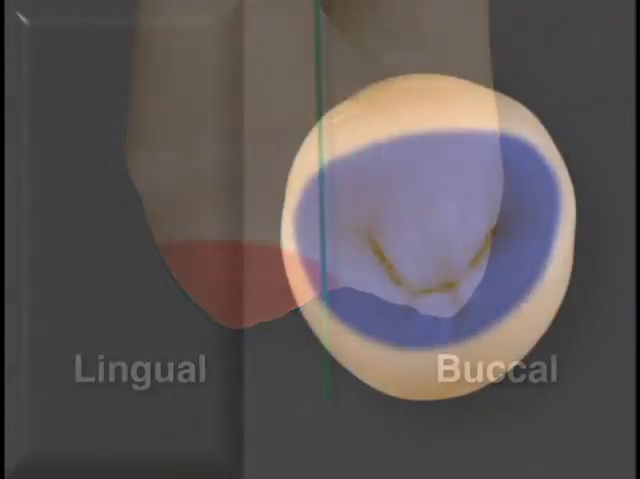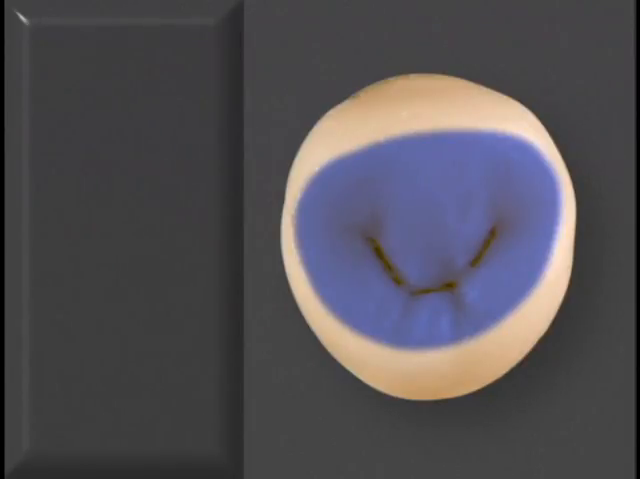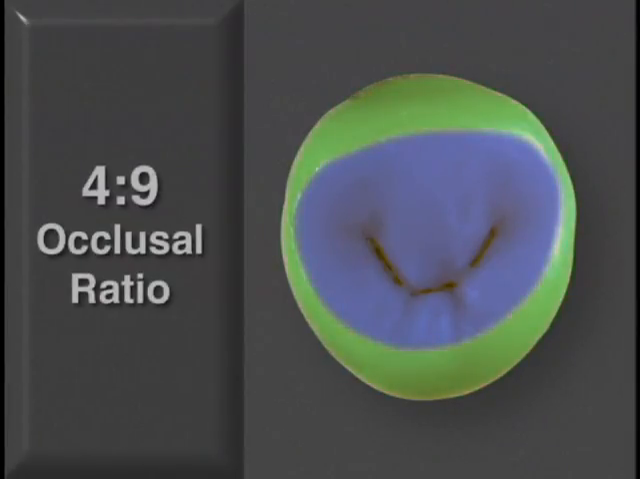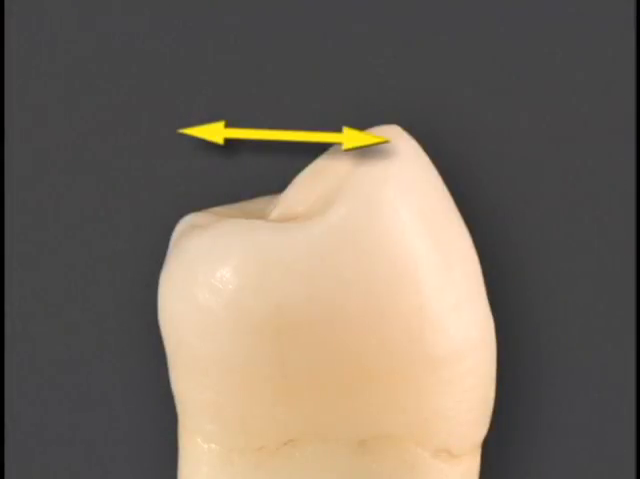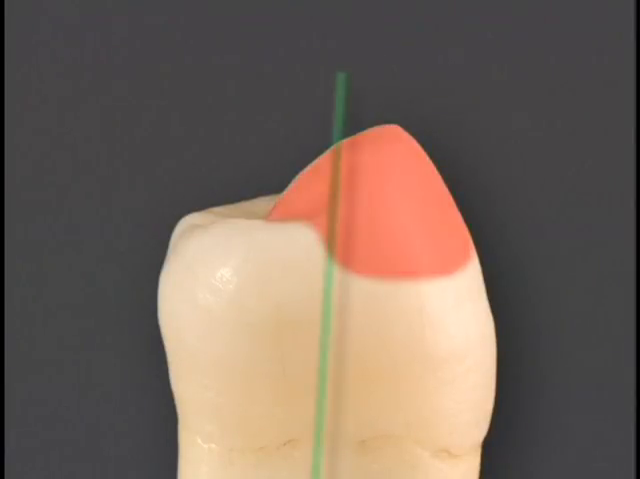On the other hand, the occlusal table on natural lowers is smaller and represents about 45% of the tooth's buccal lingual height of contour, or a ratio of about 4 to 9. The occlusal table on lowers is positioned closer to the lingual than it is to the buccal, again placing the stamp cusp close to the long axis of the tooth.